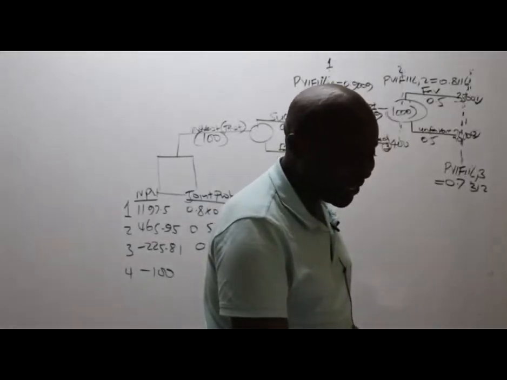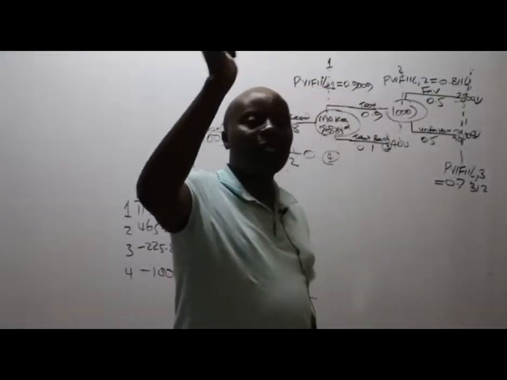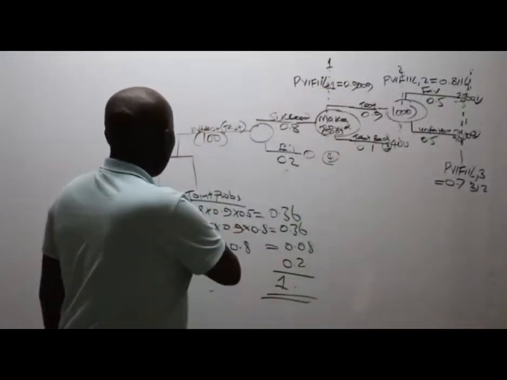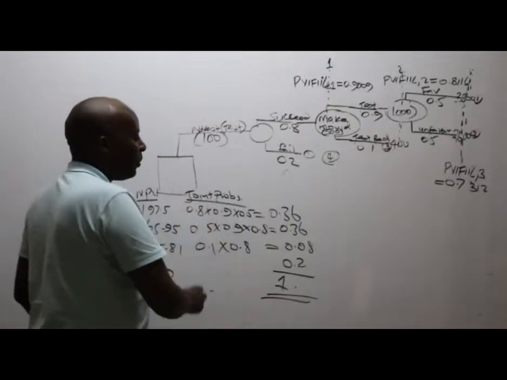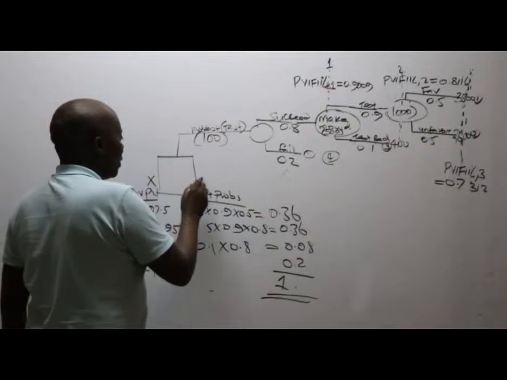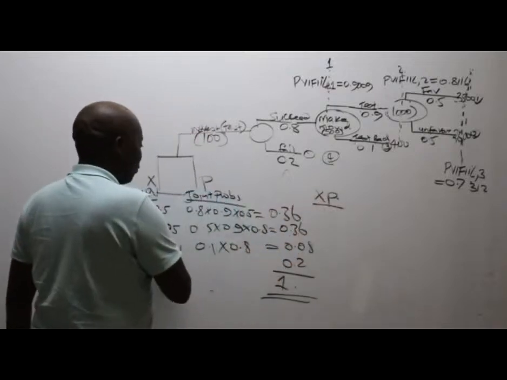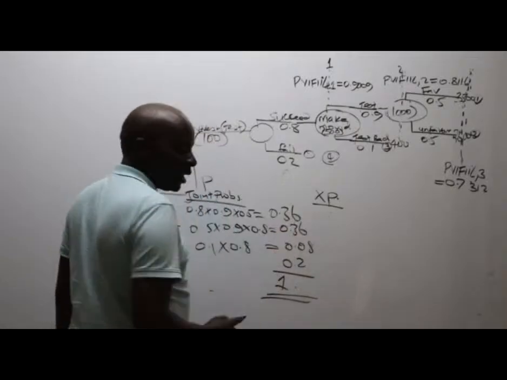or a shark attack. Ladies and gentlemen, they wanted us to construct a decision tree to depict payoffs that we have done and hence determine the expected net present value of the project. So expected net present value of the project is what that good lady started by telling us up there. So now you have the NPVs and you have the joint probabilities. So this is your X and this is your probability. Give me XP, multiply the two.